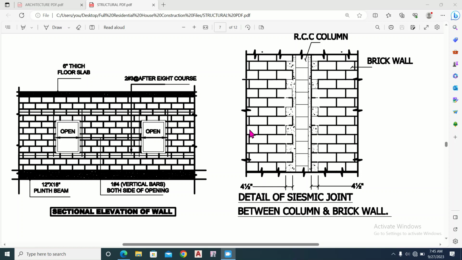Welcome to the fourth video of structural drawing. In this video, we will discuss in detail the sectional elevation of wall, the detail of seismic joint between column and bricks, and we'll also discuss the different beams that have been used in this building. So let's start with the sectional elevation of wall.